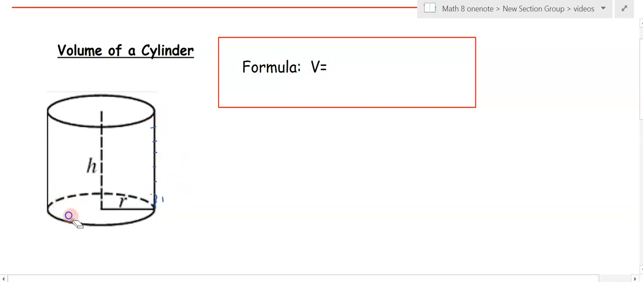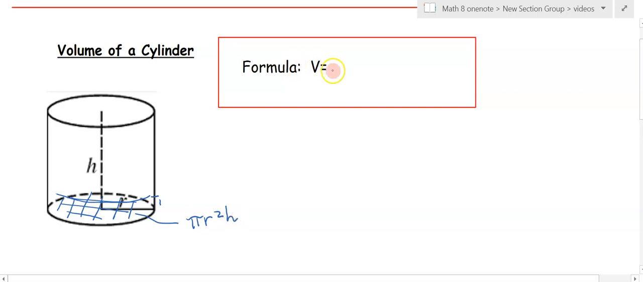To figure out how many cubic units you have in the first layer, you need to find the area of the circle, either the top or the bottom. If you find the area of the circle, that's how many square units cover that surface. So I'm just going to find the area of the circle using my pi r squared formula. If I make that height 1, that pi r squared is how many cubic units cover the first layer. And then the height is just how many layers I have, so I'm going to multiply it by h.